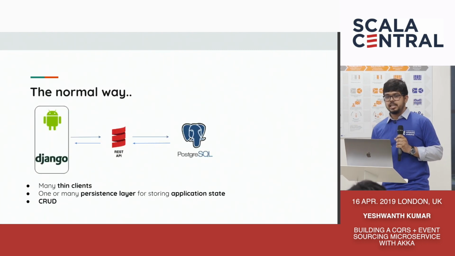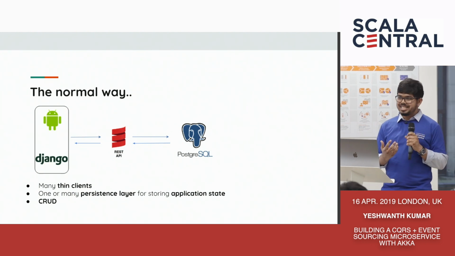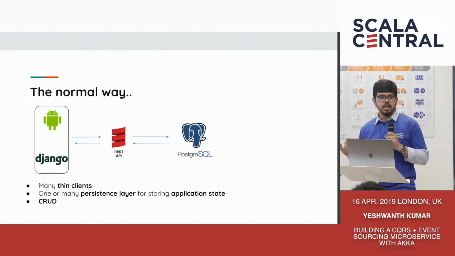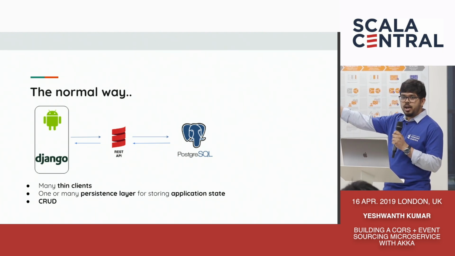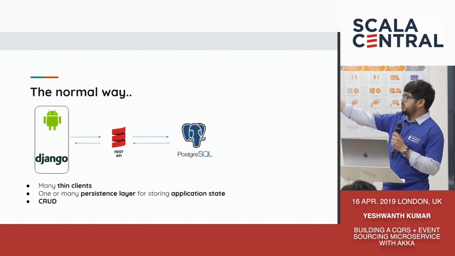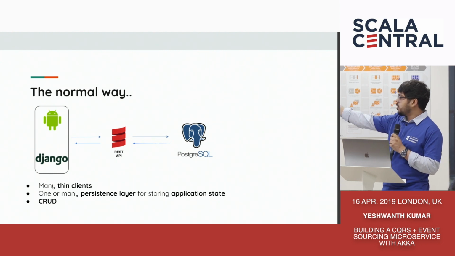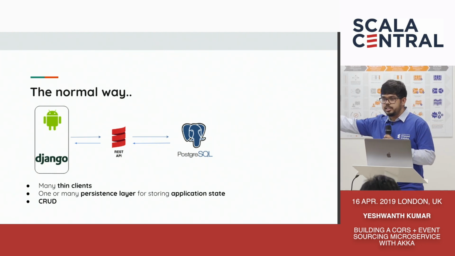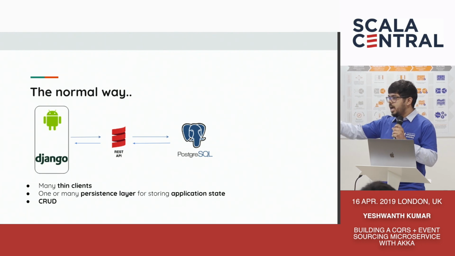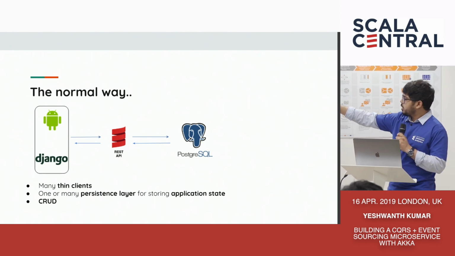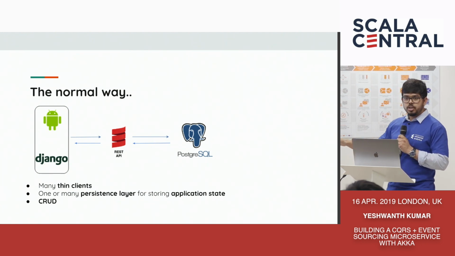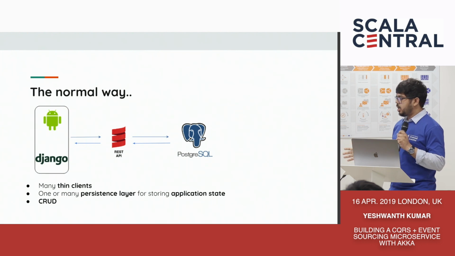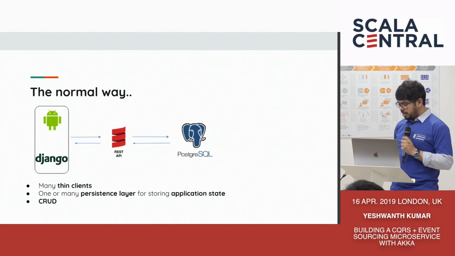Before we go deep into CQRS, let's see the normal way, right? How we normally would build an application on a daily basis. There is a simple Django or any front end that you have, and then you have an Android thin client. Then you're going to have a REST API, and of course you need a persistence layer to store your application state, right? Anytime a user signs up or logs in, it goes through that, and your application state is stored there. So it's a simple CRUD. You do create, read, update, delete. No big deal. But there are some problems.